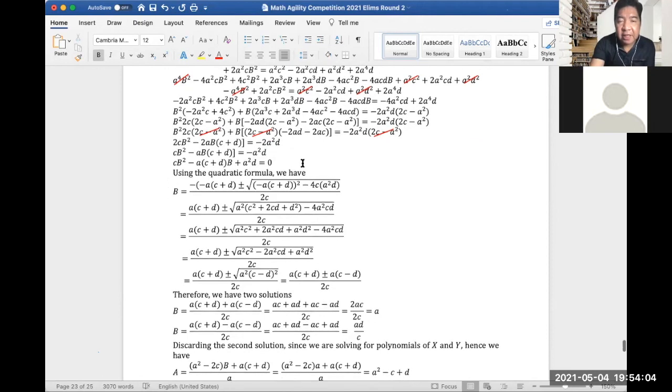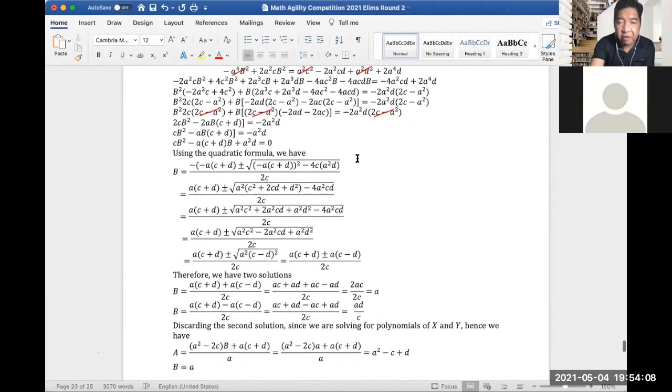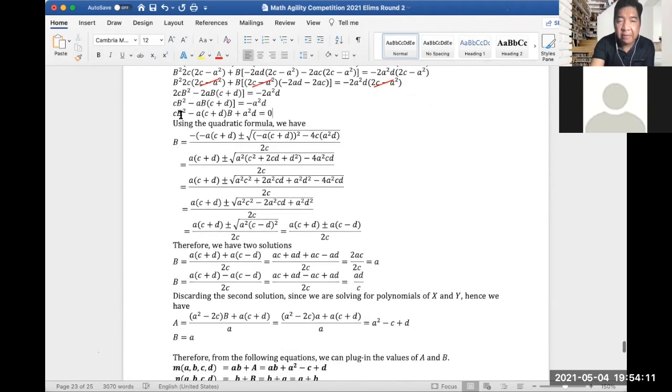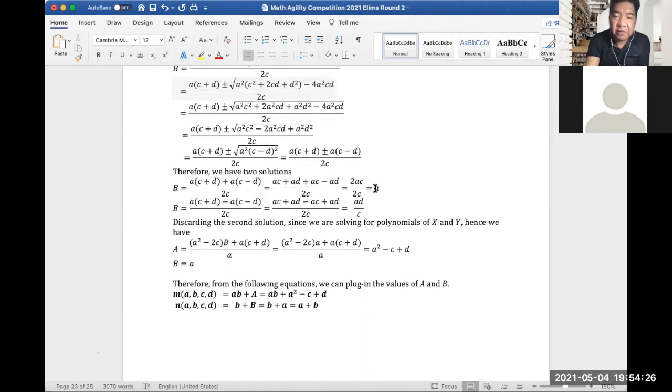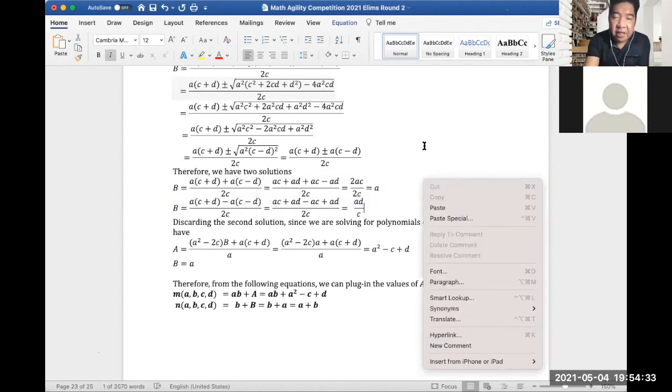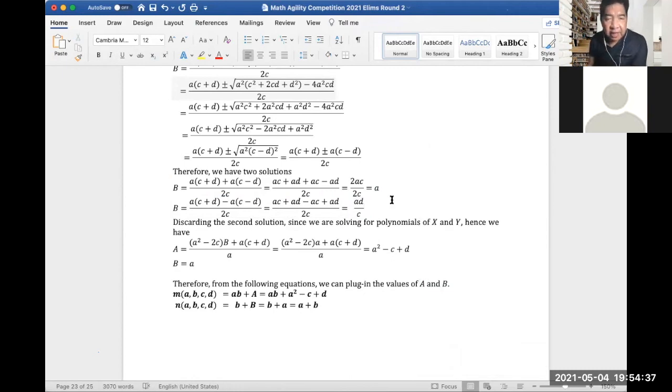So this is a quadratic polynomial, and I use the quadratic formula to solve for the value of b, right? Since we have b squared, we will be able to solve for b. It of course has two solutions, since it is degree 2. The first solution is b equal to a, and the other solution is b equal to ad over c. What I noted here is discarding the second solution since we're solving for polynomials of x and y, so we discard ad over c and only use a. B equals a.